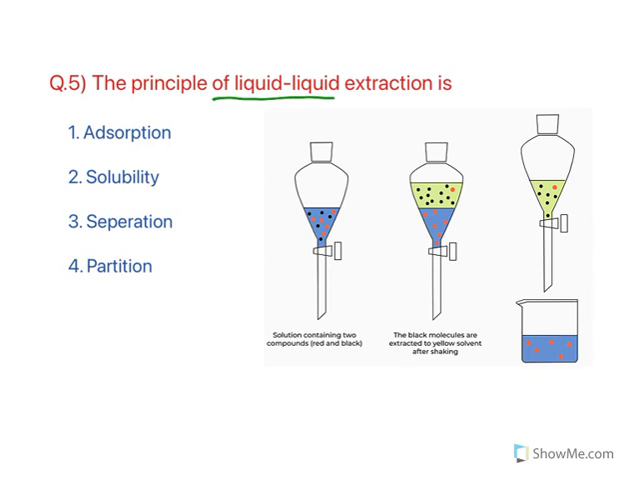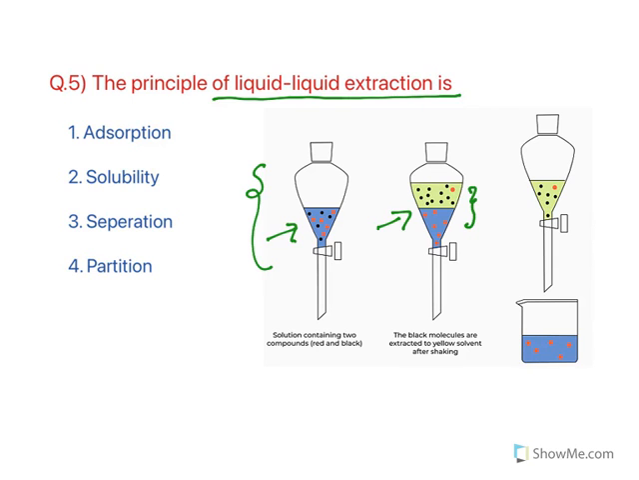Now the principle of liquid-liquid extraction is, say liquid-liquid extraction goes on like this. You have a component with one solvent, you add one more solute and mix them, then the component, the red particles and black particles will get partitioned between these two solutes.